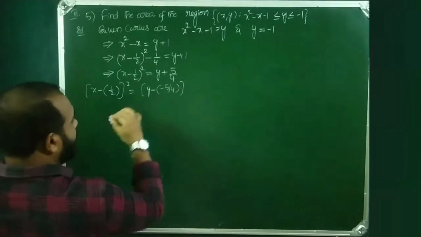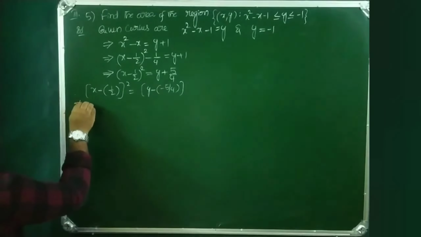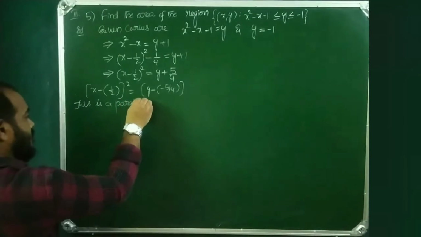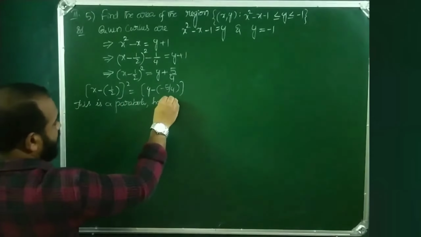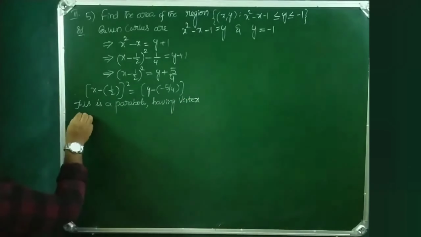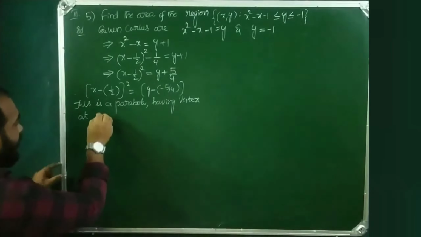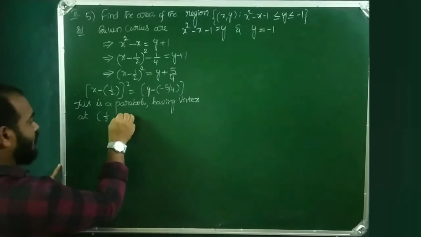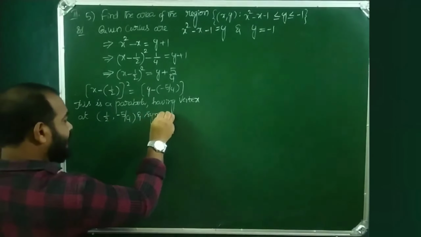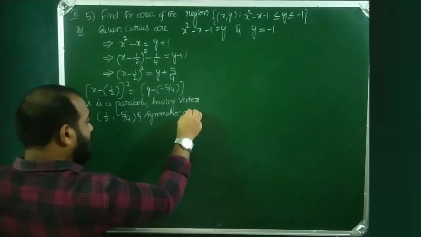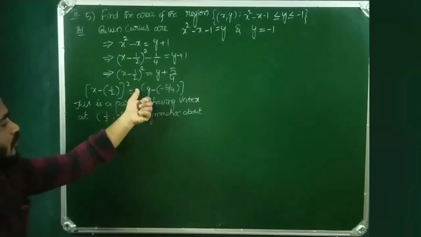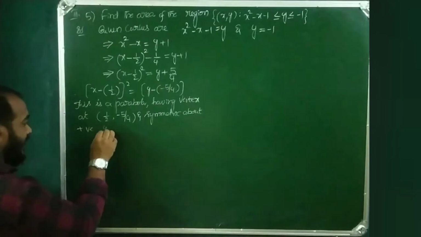Therefore, this is a parabola having vertex at 1 by 2 comma minus 5 by 4 and symmetric about the y axis. Which y axis? Positive y axis.